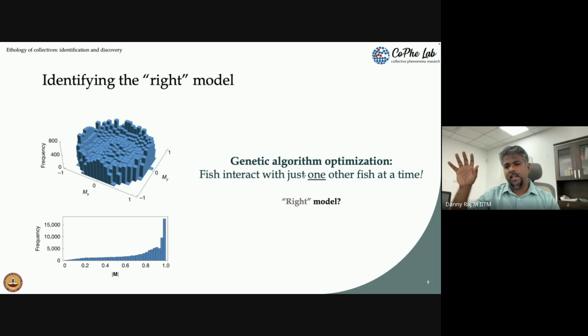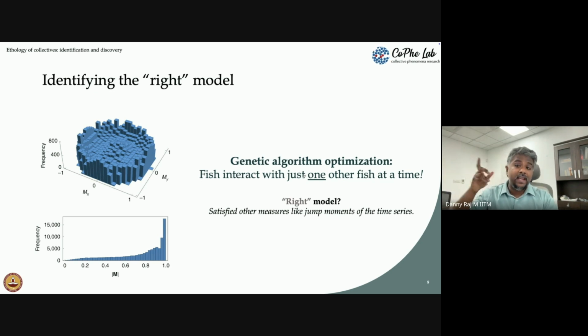So we asked the question again, right? So the genetic algorithm has given some answer. Is that something we should trust? So what you do in cases like this is you go to aspects of data that you have not used. So what aspect of data have we used? This frequency distribution is what I used in the problem. So now I look at other things.